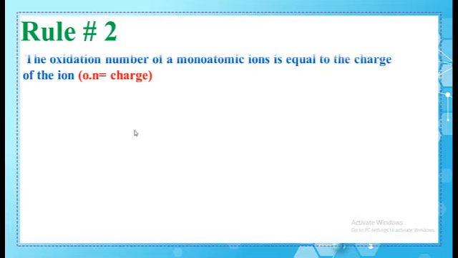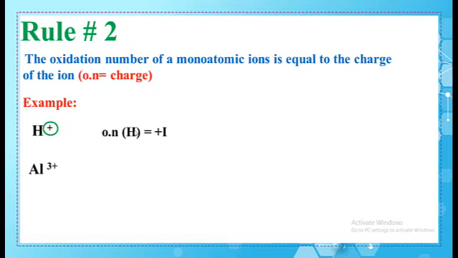Rule number 2. The oxidation number of a monoatomic ion is equal to the charge of the ion. Example, the oxidation number of H+ is equal to the charge of this ion, yani it's equal to plus 1. The oxidation number of Al3+, because it's a monoatomic ion, is equal to the charge of this ion, so the oxidation number of Al is equal to plus 3.